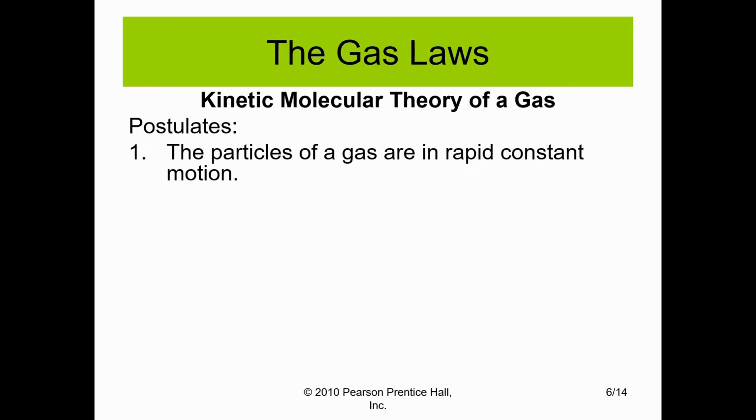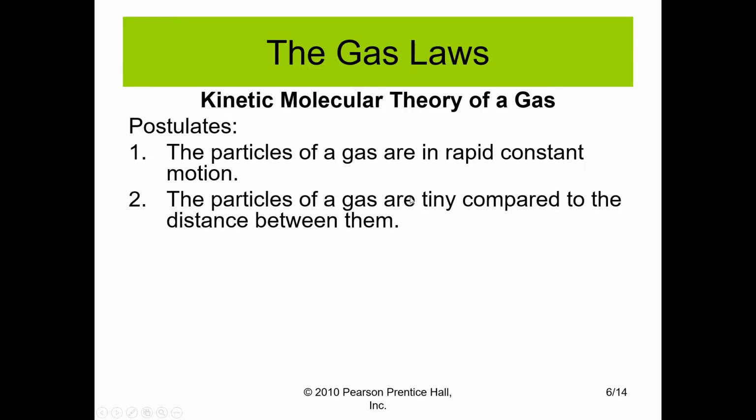The first postulate is that the particles of a gas are in rapid constant motion. We already discussed that this is a universal truth for atoms, that the bonds between atoms are constantly vibrating and moving, and this postulate also states that the particles of a gas are in rapid motion.